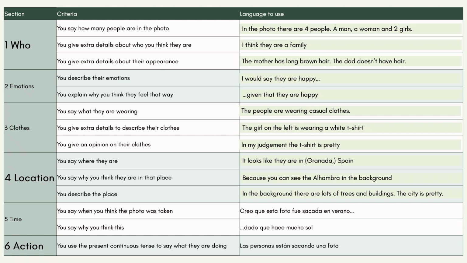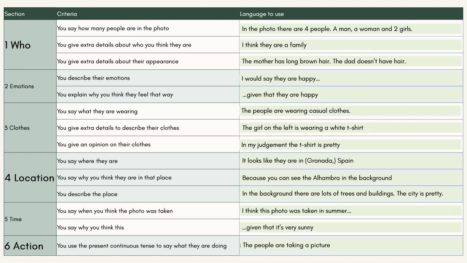Then time. Creo que esta foto fue sacada en verano. I think this photo was taken in summer. Dado que hace mucho sol, so finishing the sentence, given that it's very sunny. And finally, las personas están sacando una foto. The people are taking a picture.